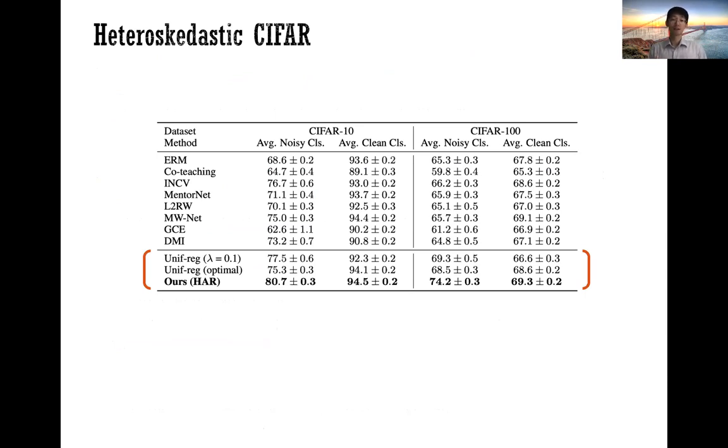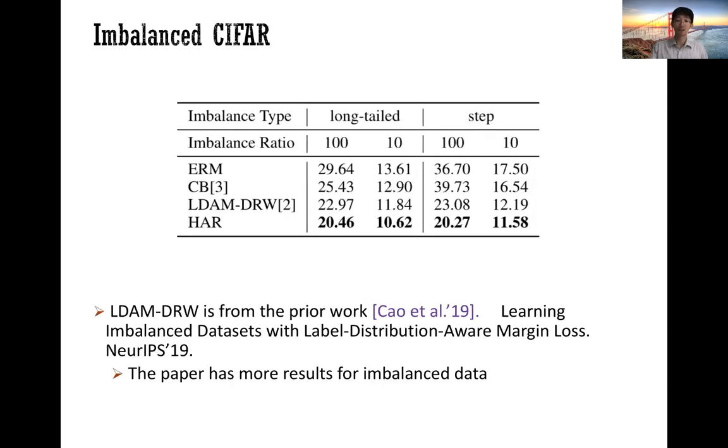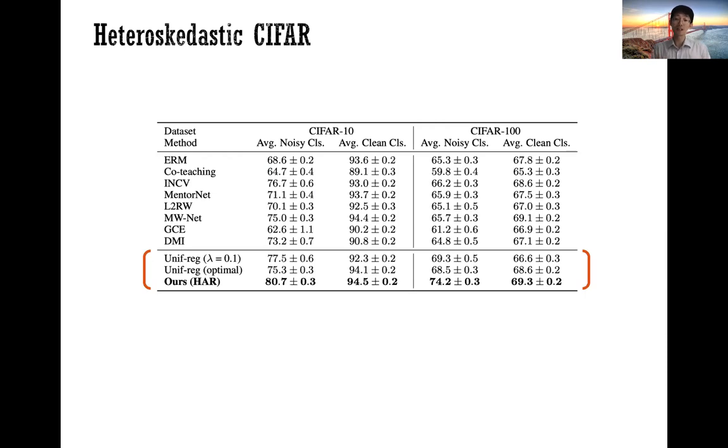And if you make the regularization strength depend on the noise level and the density, then you get our method called HAR, heteroskedastic adaptive regularization, which improves upon the uniform regularization by another 5% for the noisy examples and by a few percent for the clean examples. So here I think the main improvement comes from improving the noisy classes, because by using this adaptive regularization, we are allowed to put stronger regularization on noisy classes.